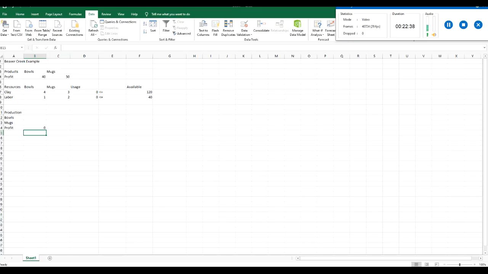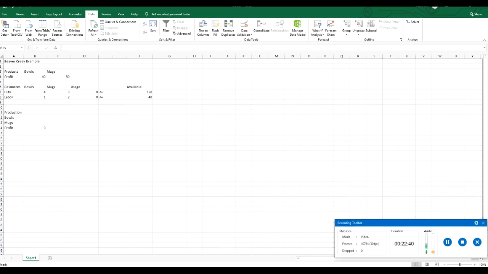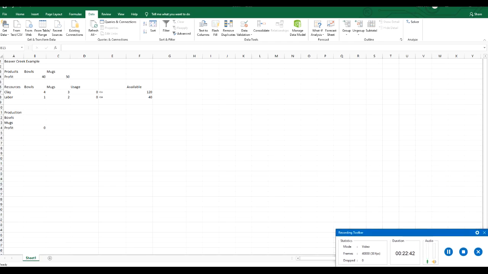So what we've done so far is we have come in, we've taken all of our key information from the natural language question. We've entered it into our spreadsheet.